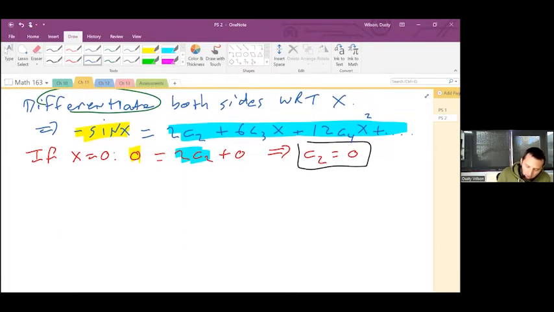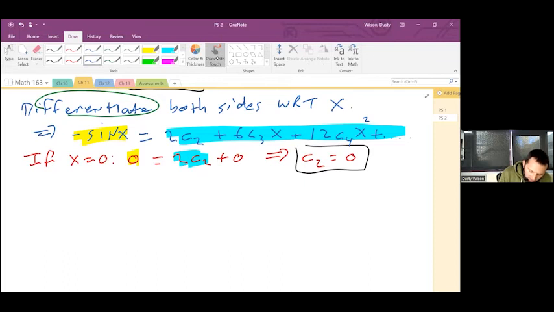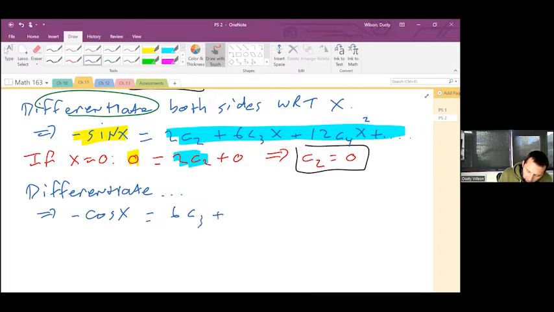So if we do this again, we can differentiate. And when we differentiate, the derivative of the left side, negative sine, will be negative cosine x. And on the right side, we will have 6 c3 plus 24 c4x plus, I know that the next term out would be 60 c5x squared plus dot, dot, dot, dot.